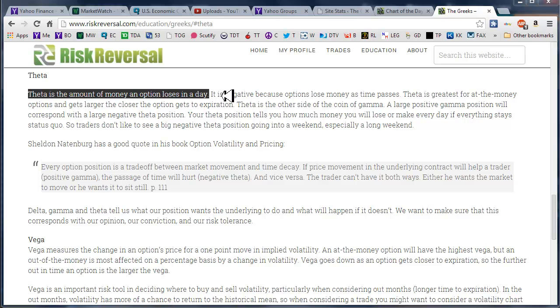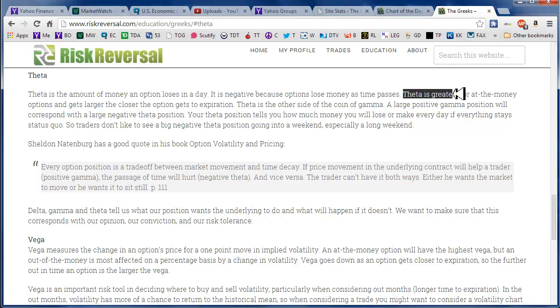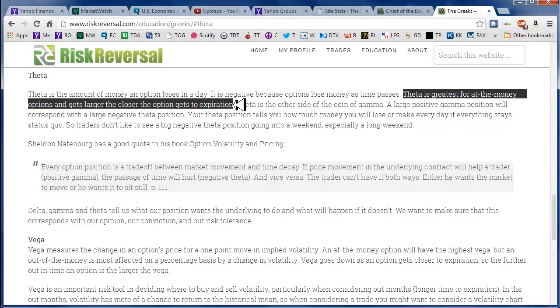So that means that if you have negative theta, you must be a net owner of options, and that means that as time goes on, they're going to lose money. What we want to be is a net seller of options and have positive theta, because that's the amount of money that we collect each day. So each day that we own the option, we collect more money. And it also accelerates over time. Theta is greatest for at-the-money options and gets larger the closer the option gets to expiration.